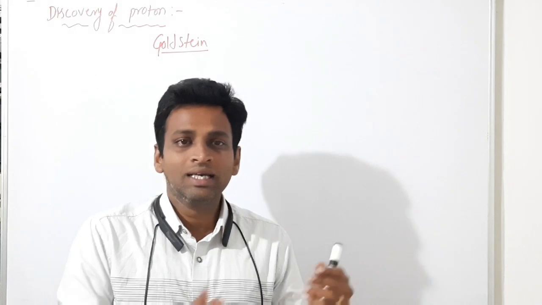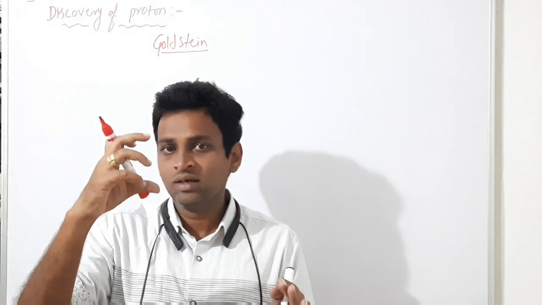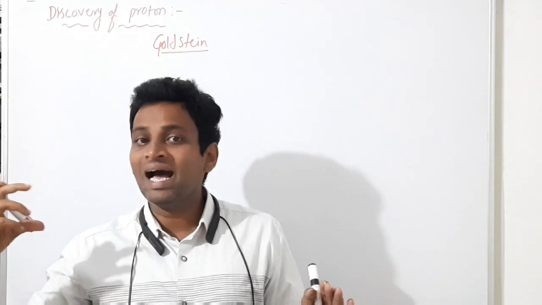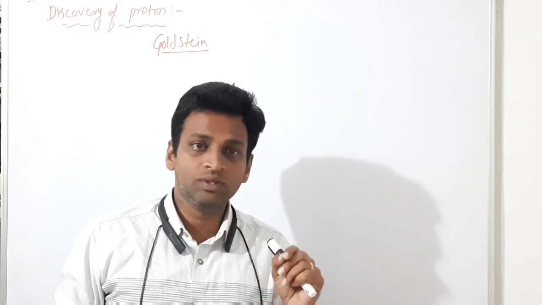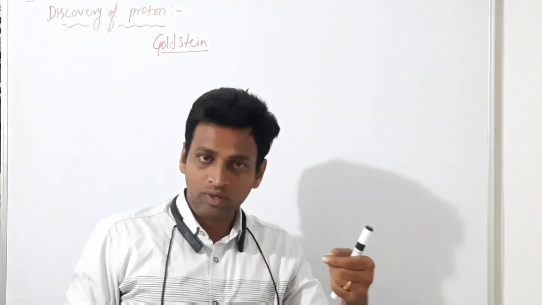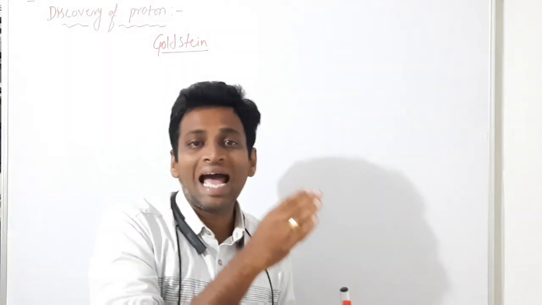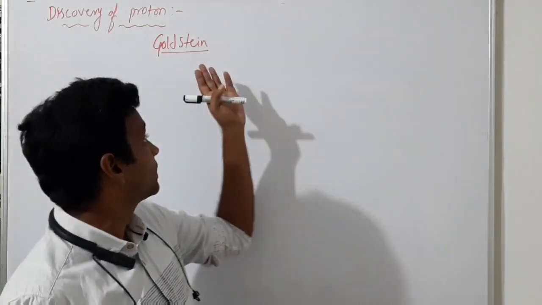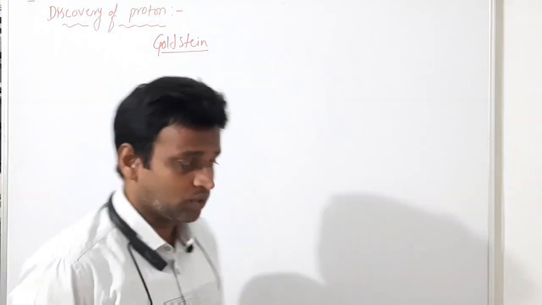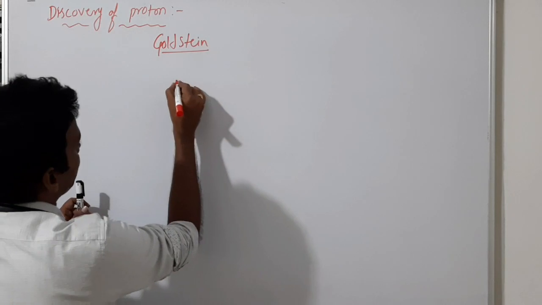He sent current from anode to cathode, and he kept the zinc sulfide screen behind the cathode. Then he observed that, opposite to the cathode rays, some positive rays traveled from anode to cathode. That was observed by Mr. Goldstein. So what I have given here, I'll write.